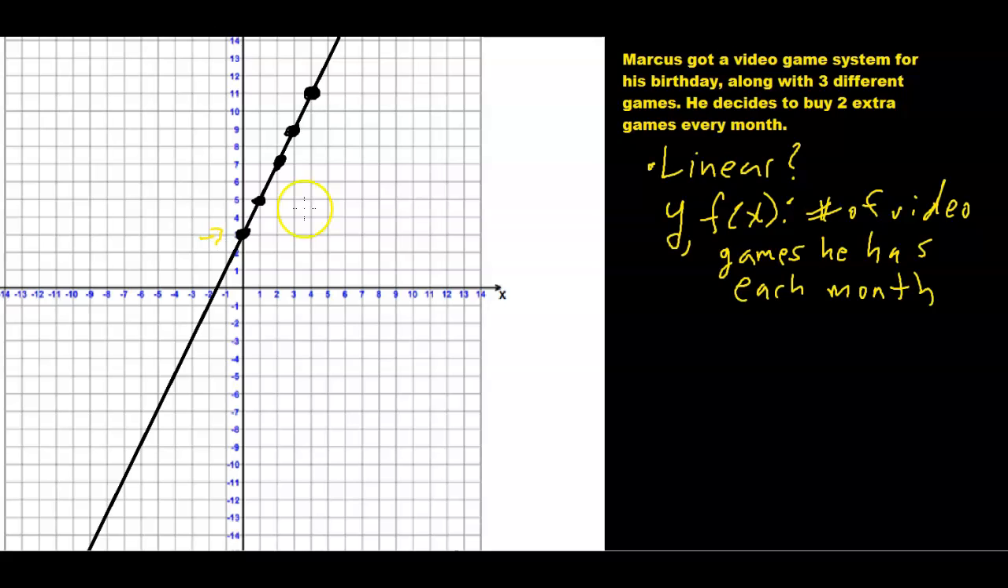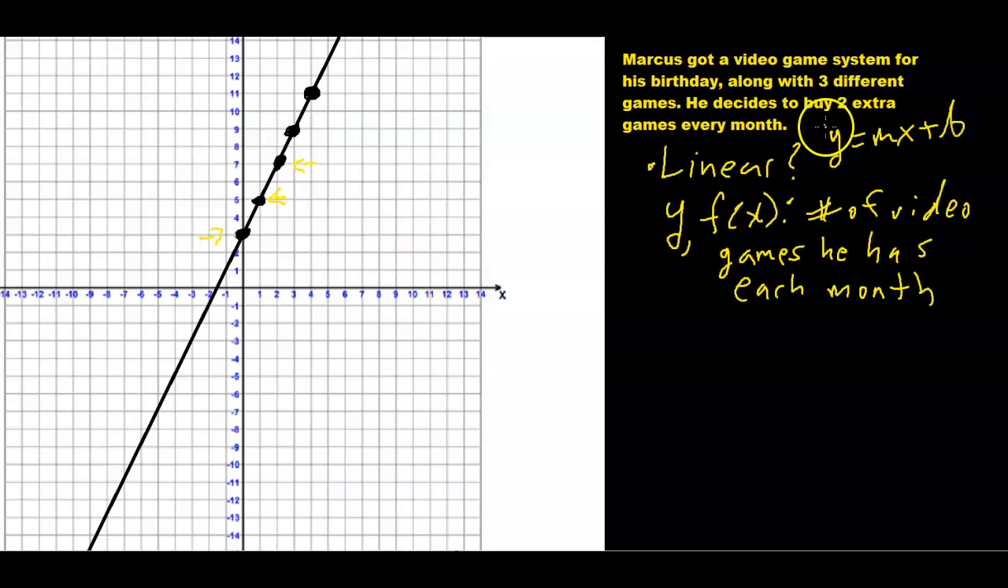After 1 month, he adds 2 more games. So the y value is 5, right? After the second month, he adds 2 more games, so the y value is 7, right? And those are the y values or the f of x values, the number of video games he has each month.